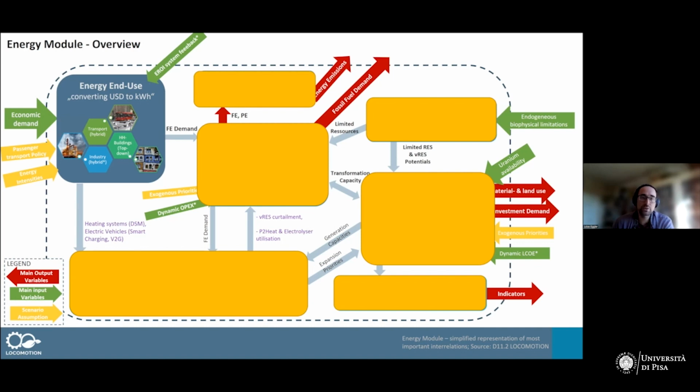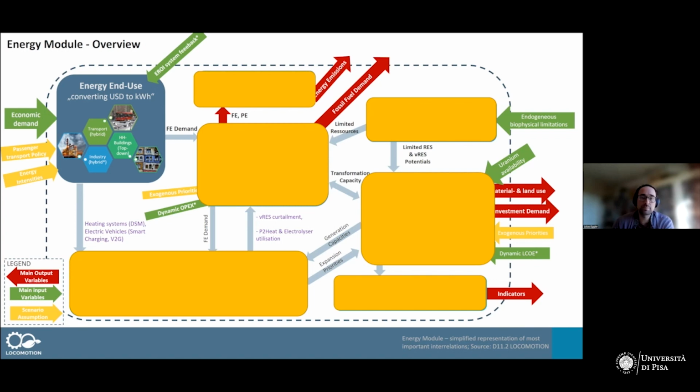And the first step in our energy module is to convert this economic demand in US dollars into energy demand, so kilowatt hours, and the different final energy commodities. So we do this with a mixed bottom-up and top-down approach. For example, transport is modeled in a very detailed bottom-up way, while other sectors, industry especially, are modeled top-down with energy intensities. And for buildings, we are still work in progress, but we also want to model this bottom-up. So the output of this end-use submodule is the final energy demand.